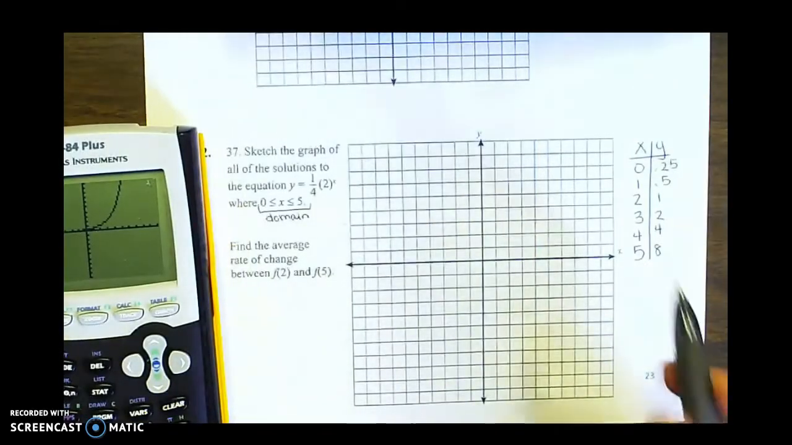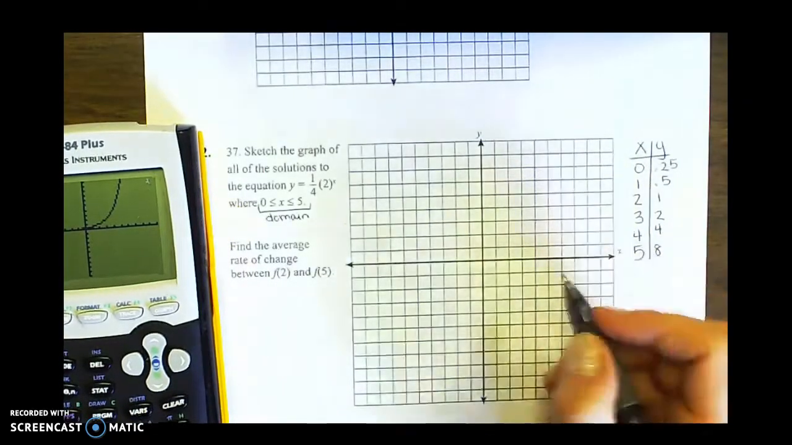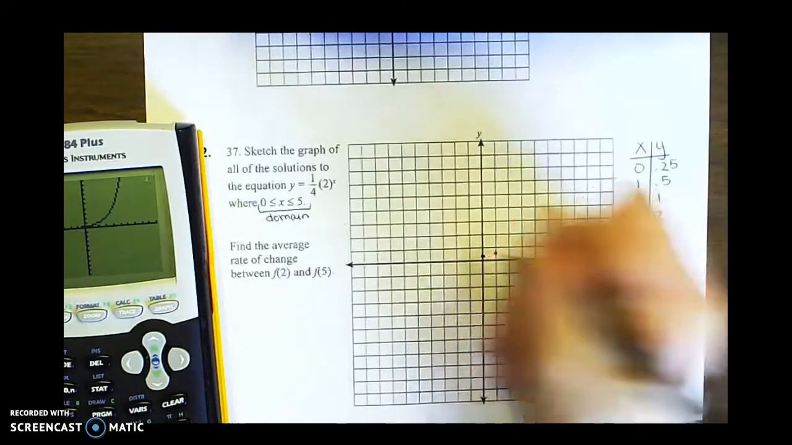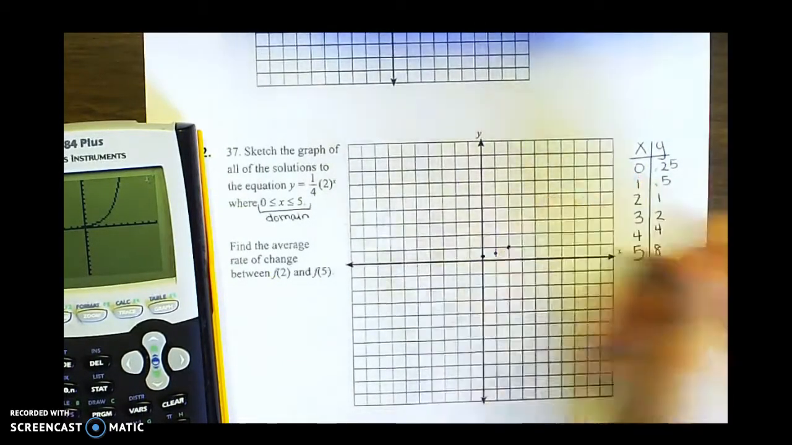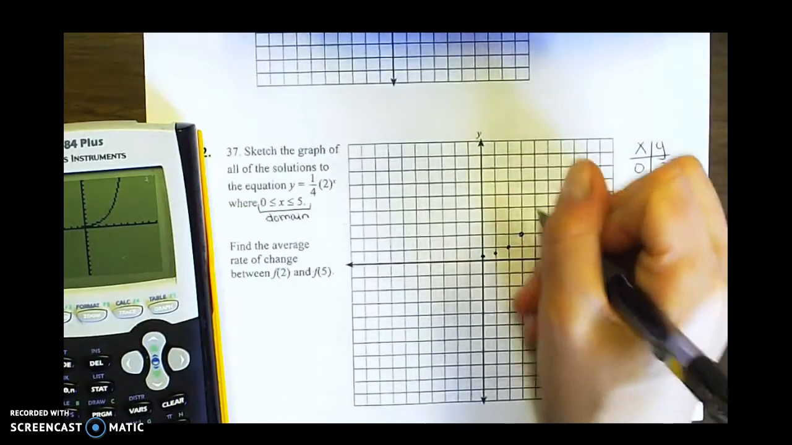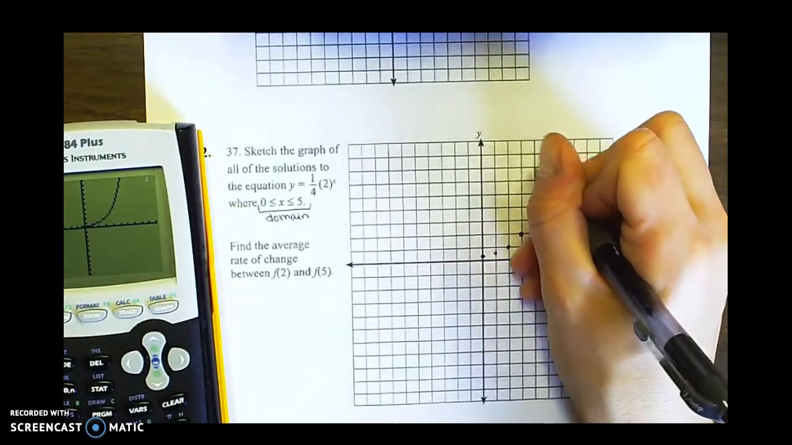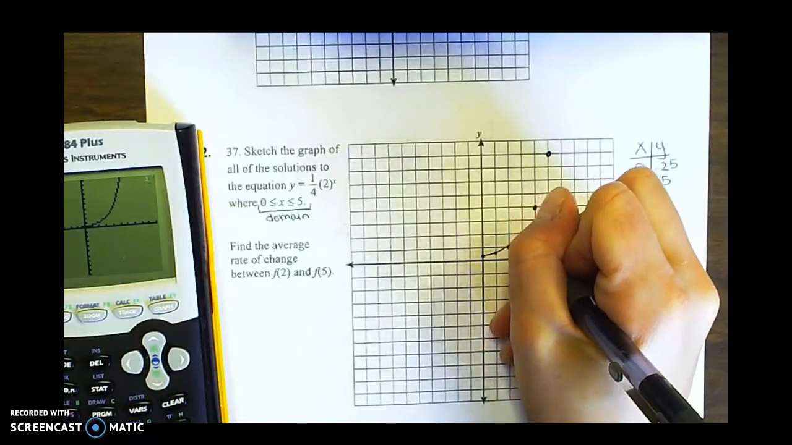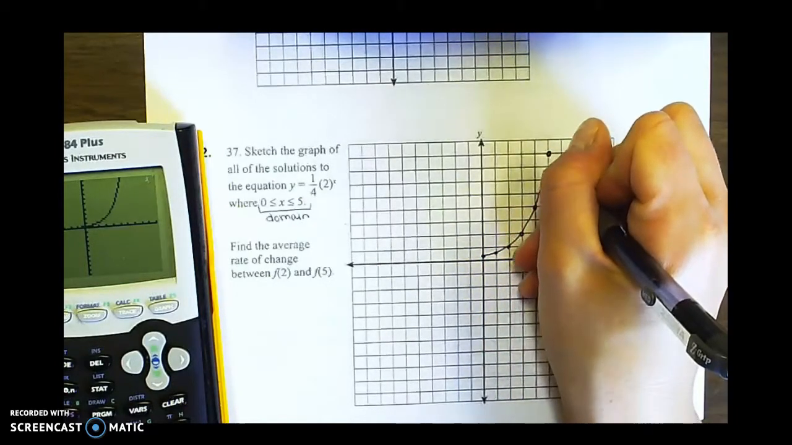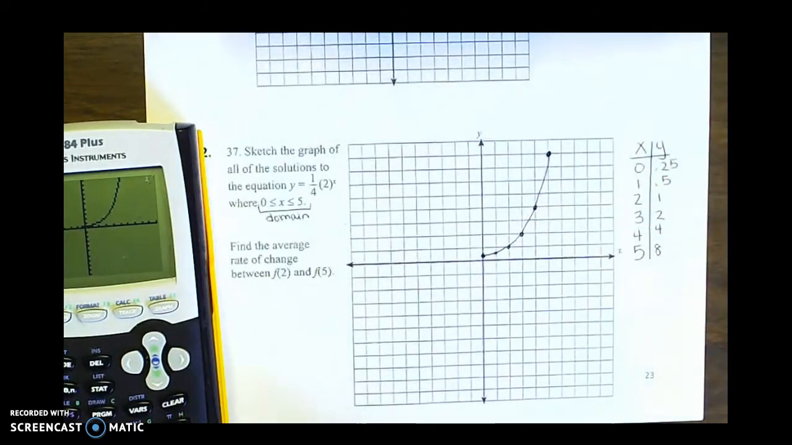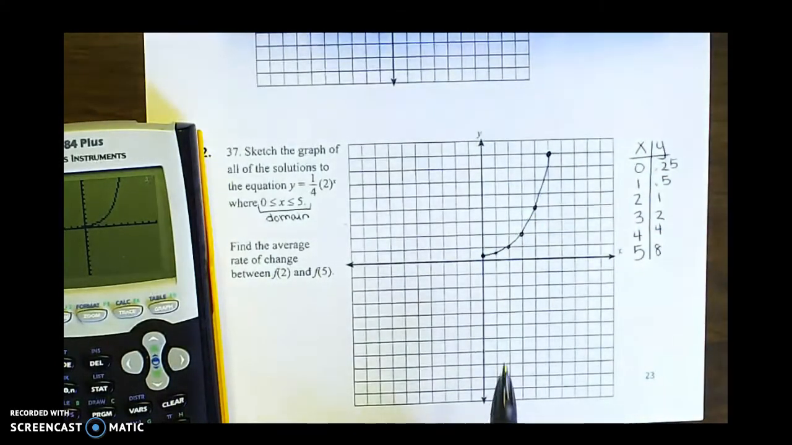So let's go ahead now. We're going to plot only these points. So 0.25, 1 is 0.5, 2 is 1, 3 is 2, 4 is 4, and 5 is 8. Now, I'm going to connect these, but I am not going to continue my line with arrows. It stops. It only goes from here to here. And now we have graphed our exponential equation between 0 and 5.